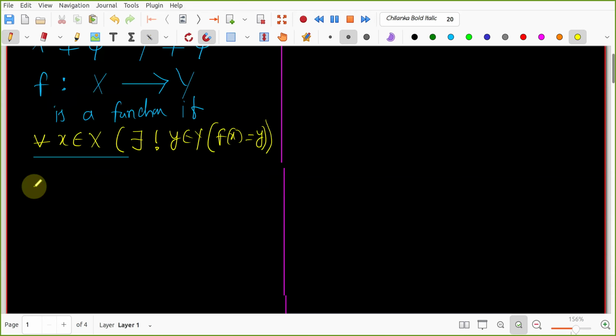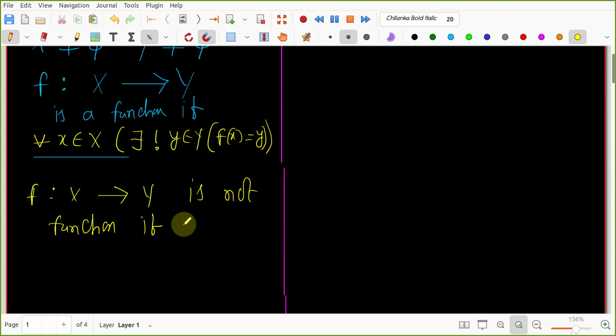Okay, I'm clearing now. What is not a function? F from X to Y is not a function if... Can you tick yes? You need to negate this statement, right? This is my yes. What is the negation of yes? First, what is it that you negate?